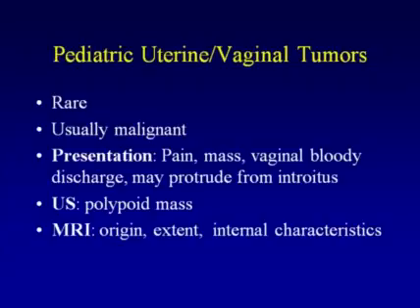Luckily, uterine and vaginal tumors are fairly rare in pediatrics. Unfortunately, when present, they are typically malignant. They may present with pain, mass, vaginal discharge. They can actually protrude from the introitus. By ultrasound, they may look like a polypoid mass actually growing into the bladder. MRI at this time can be very helpful in looking at the extent with its large field of view.